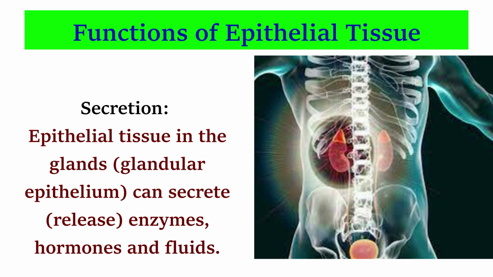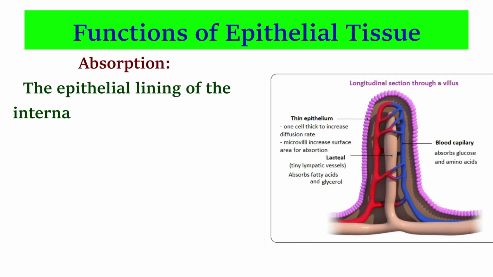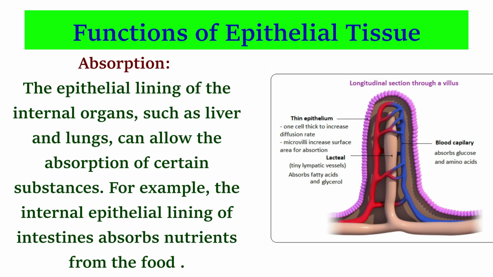Secretion. Epithelial tissue in the glands, glandular epithelium, can secrete, release, enzymes, hormones and fluids. Absorption. The epithelial lining of internal organs can allow the absorption of certain substances. For example, the internal epithelial lining of the intestines absorbs nutrients from the food.